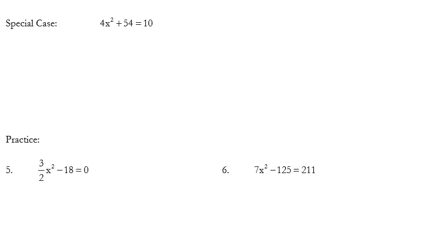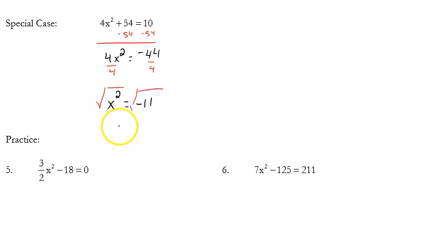Here's a special case, so let's go ahead and take a look at what happens when we solve this one. If I subtract 54 from both sides, I wind up with 4x squared equals negative 44. Divide both sides by 4, I get x squared equals negative 11. Square root both sides, and here's our issue.